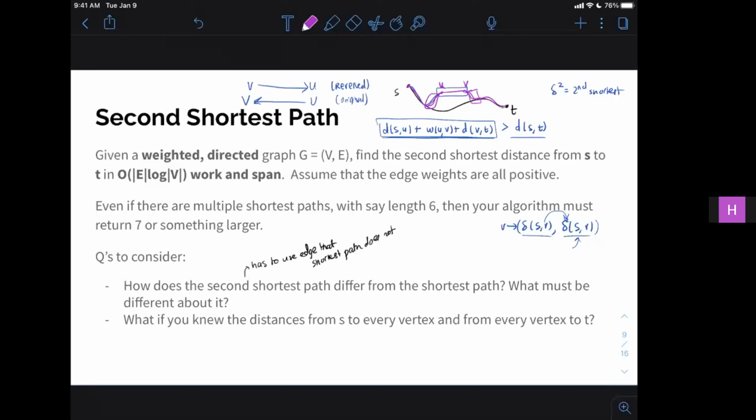Because I was thinking the reason why we only have this one extra O of M is that we just need to go through every edge and see if by adding one edge it's possible to form the second shortest distance. But then I realized we can add multiple edges maybe and form the second. So I'm not sure how we can just do it by trying M.